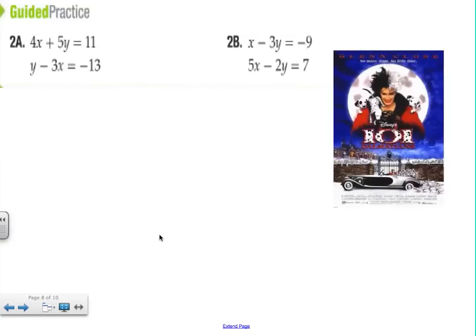Here are two problems for you to do using substitution. And you can graph those if you'd like to check them.